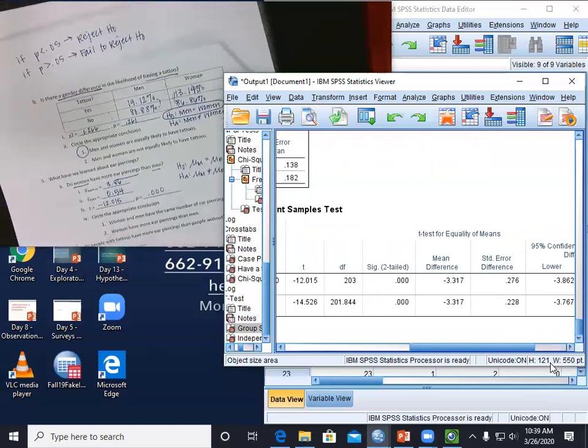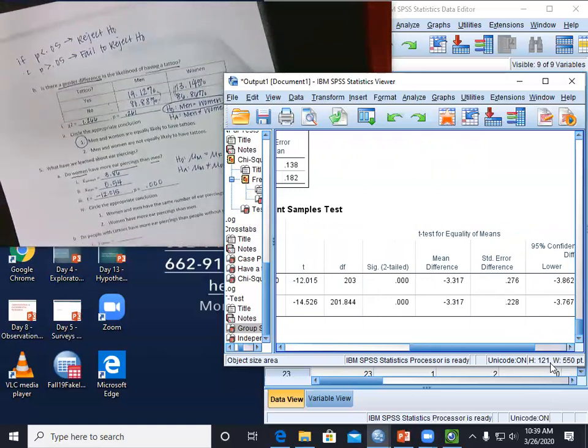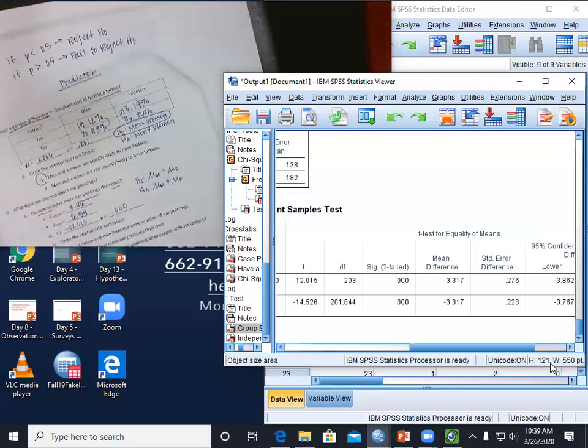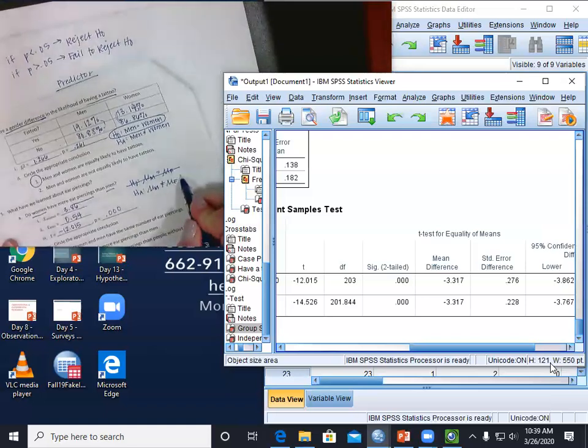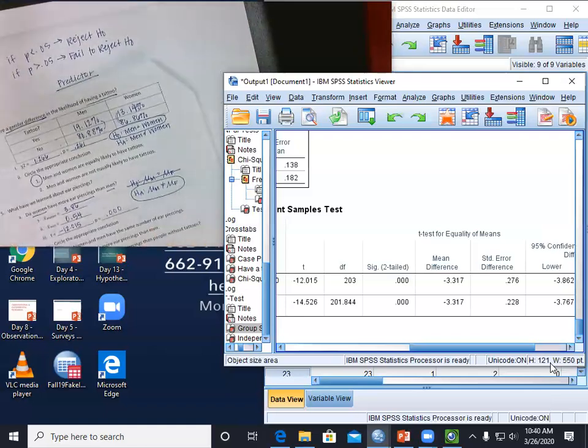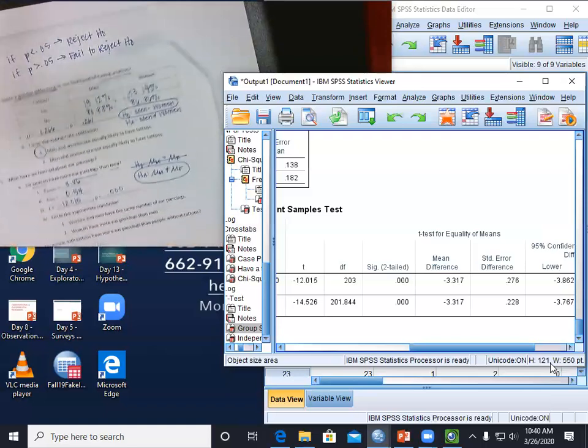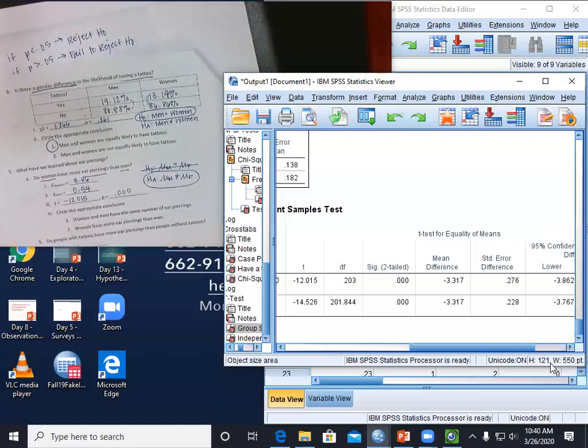When p is less than 0.05, which we certainly have here, we are going to reject the null. So we have evidence to suggest that the null is not supported, which means that we are going to side in favor of the alternative hypothesis, that at the population level, men and women are different.